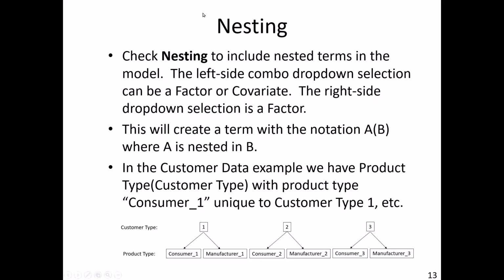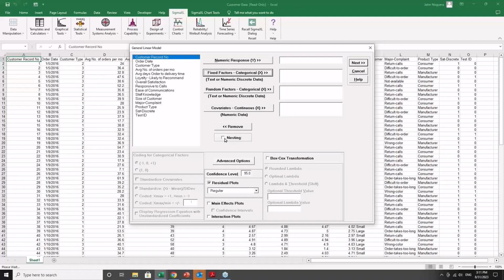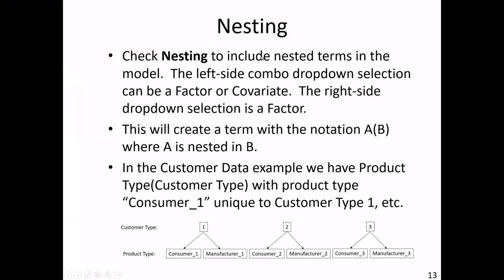So nesting. When you check the nesting, and just by the way, let me flip over here. That's this checkbox right here. Of course, you can't do that because we haven't selected anything yet. But this checkbox is the nesting. So you check nesting to include nested terms in the model. The left side drop-down selection can be a factor or a covariate, and the right side drop-down is a factor. This will create a term with the notation A parentheses B, where A is nested in B.